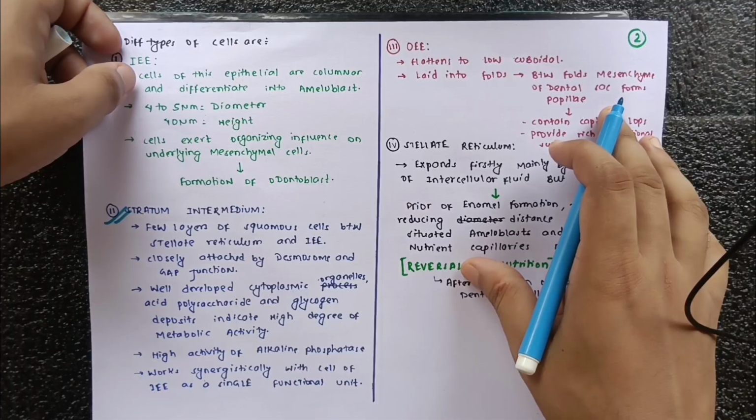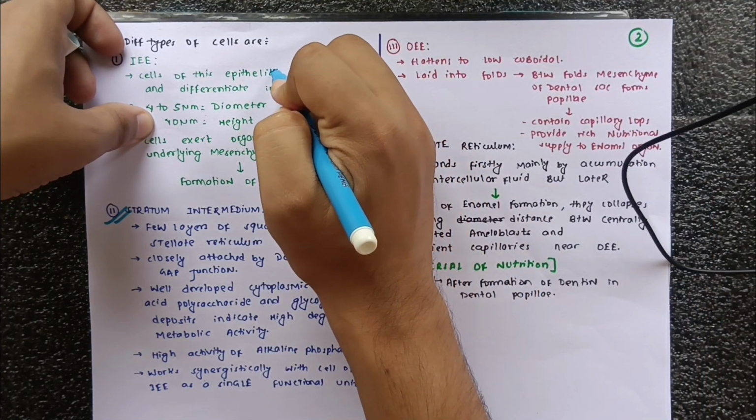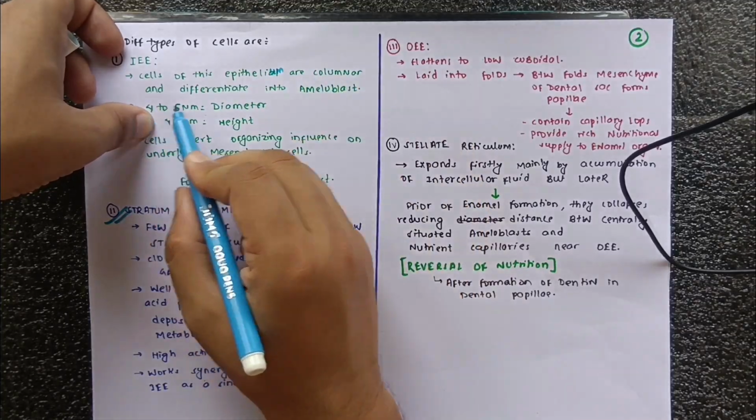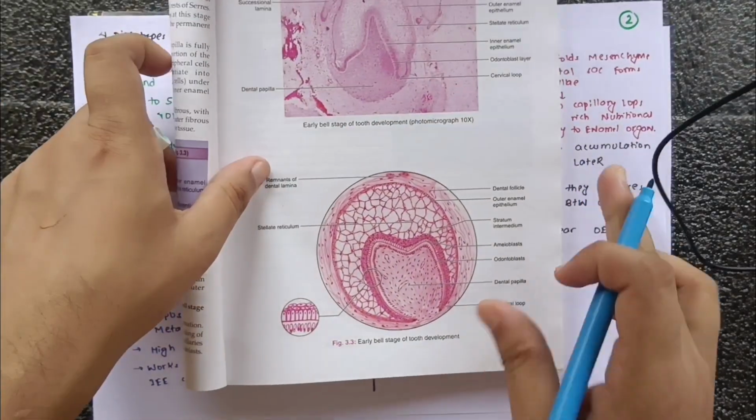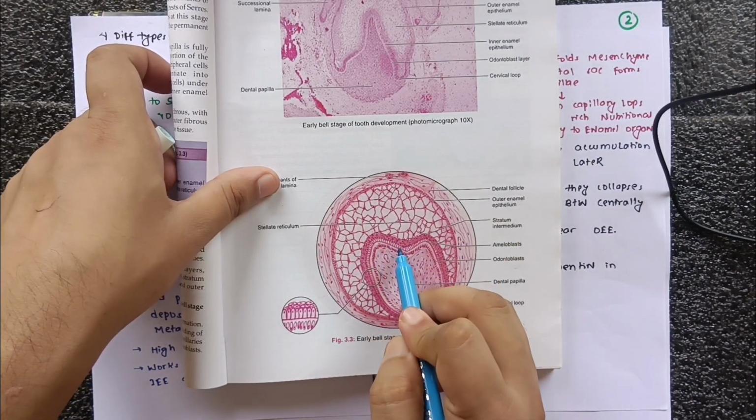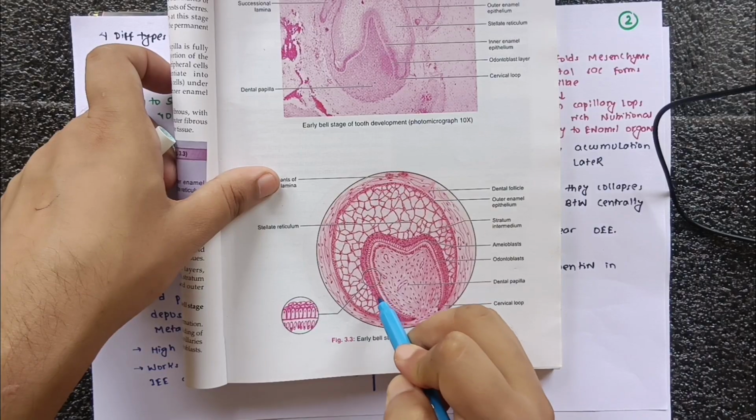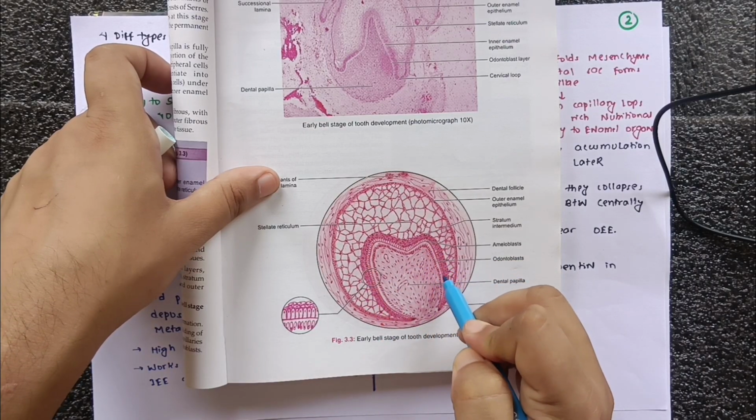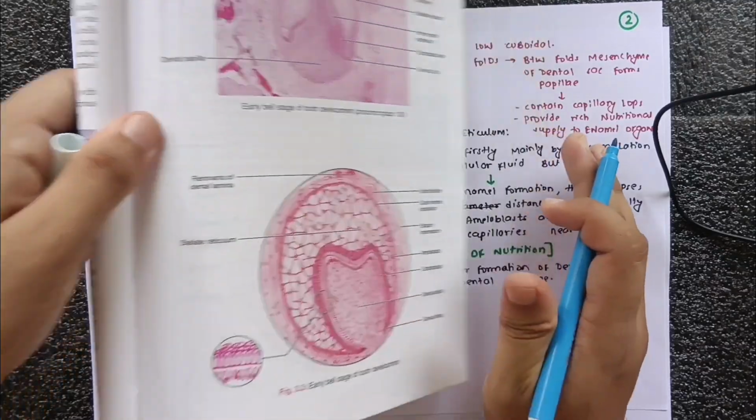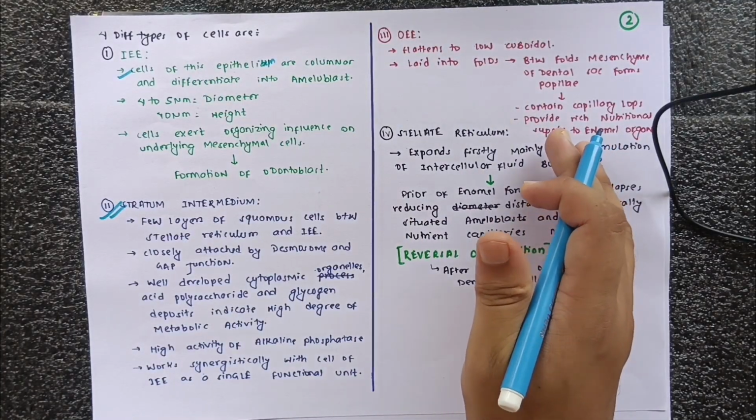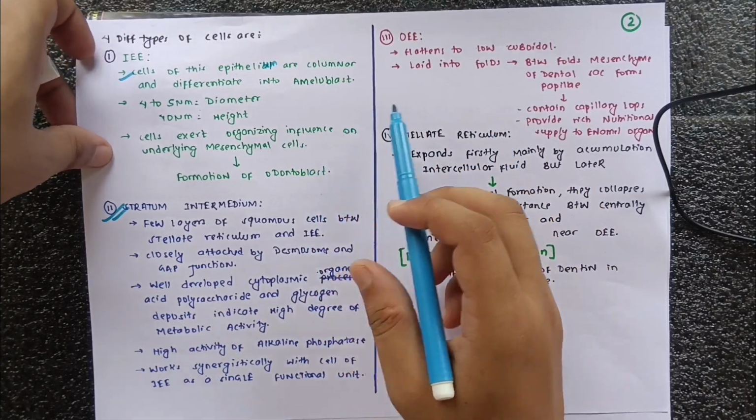The cells of this epithelium are columnar and differentiate into ameloblasts. Inner enamel epithelium means this layer of columnar cells. Those inner enamel epithelial cells differentiate into ameloblasts, and ameloblasts give the enamel. So enamel formation, amelogenesis, is from the ameloblast.